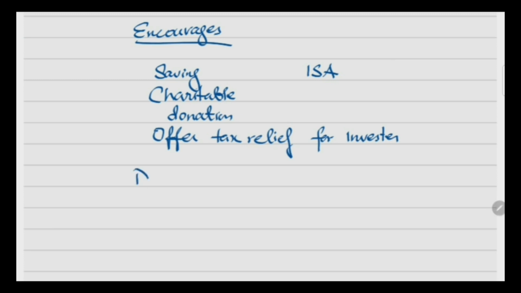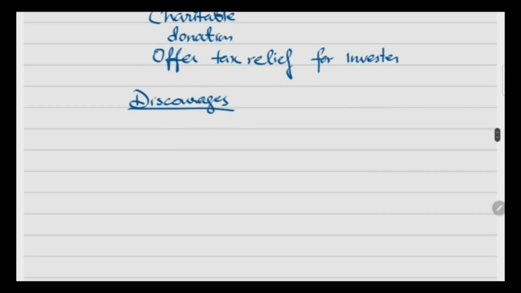The UK tax system discourages certain factors. It discourages smoking. It discourages the use of alcohol products, and also it discourages motoring. How? By imposing heavy tax duties.